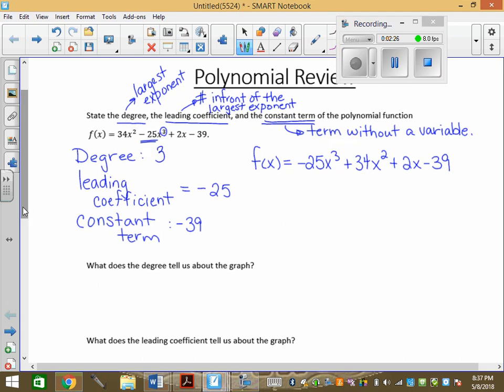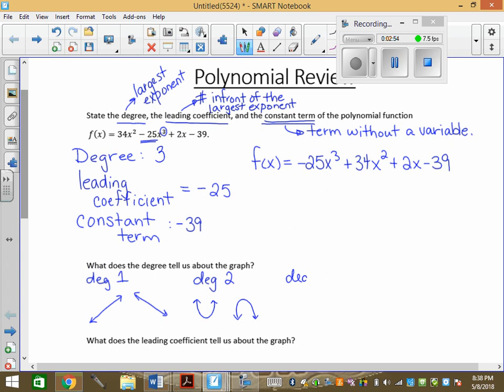So what does the degree tell us about the graph? The degree tells us what it looks like. So if it's degree 1, it's linear. So it could be increasing or it could be decreasing, but it's a straight line. If it's degree 2, it's a quadratic. So it could be concave up, could be concave down.